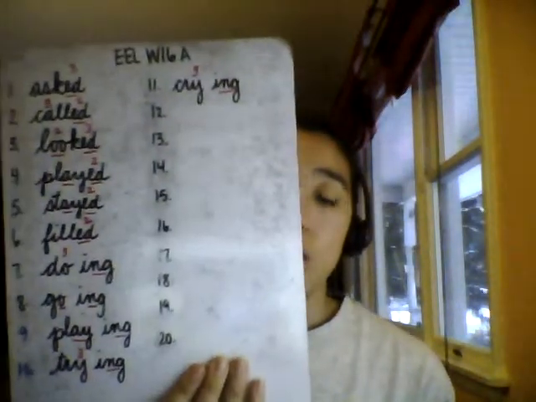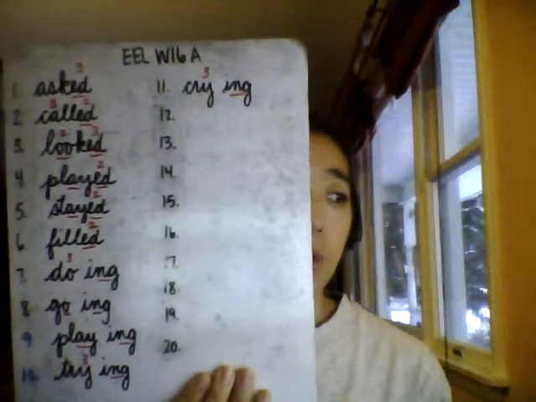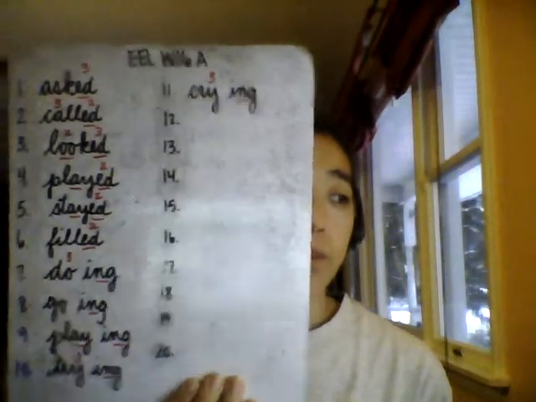Number 11. Crying. Tears ran down her face as she began crying. The root word is cry. Think to spell C-R-I. Again, just like try, English words do not end in I, so we use the stand-in Y. And add I-N-G. Crying. C-R-Y-I-N-G.